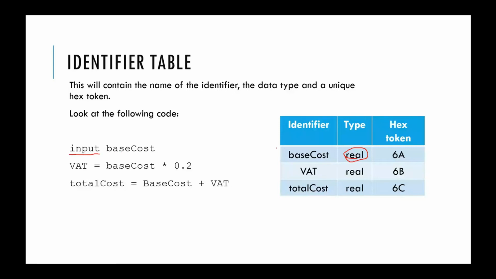In this case, this would have been replaced with a hex token from the previous page, and what we're going to do now is replace this item here. Base cost is going to get replaced with the token 6A. And on the next line, it's going to say 6B, token for the equal sign, 6A, multiplication token, and then the hexadecimal value for 0.2. The little table we're looking at right here and the one we were looking at on the previous page, together they form the symbol table for the program.